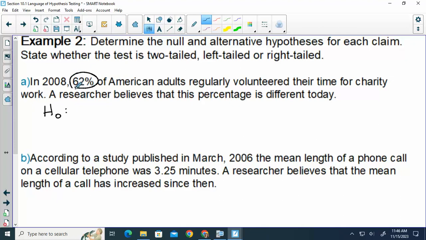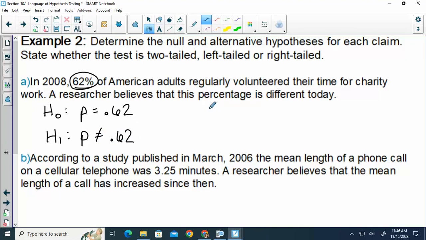That's 62%. Okay, we need to pick an appropriate variable. If I'm talking about a percent, is that like a mean or a proportion? So we could say the proportion is equal to 0.62. Then the alternative, if it's different, that means it could be less, but it could be greater than. So what would my alternative be? Not equal to.